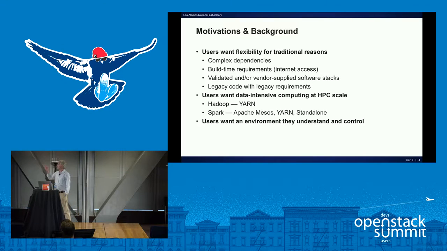But users increasingly, and I do think this is true, have more complex dependencies in their software than ever before. They have build time requirements, build systems such as Ant and Maven, the Python runtime. A lot of these things expect to have unfettered internet access. We don't typically give that from our compute nodes inside of a cluster. We've always had validated and vendor-supplied software stacks. That's not a new problem.